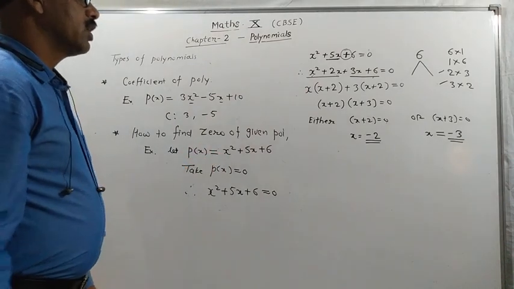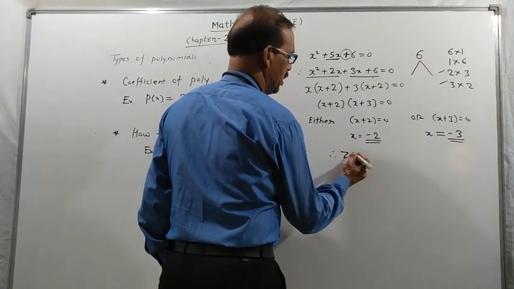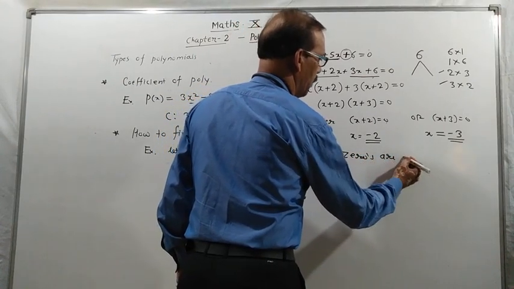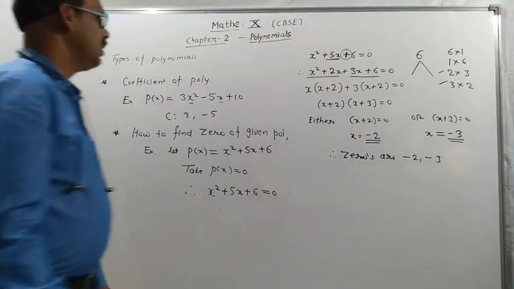So there are two zeros, therefore we write here: zeros are minus 2 and minus 3. Clear?